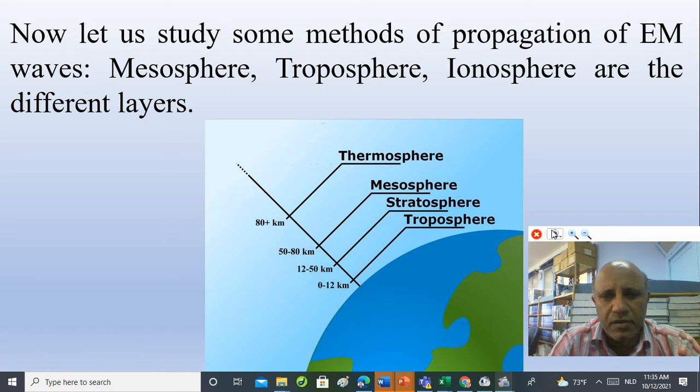The nearest one is the troposphere, which is about 0 to 12 kilometers from the surface of Earth. The second layer is the stratosphere. It's more than 12 kilometers and less than 50 kilometers away. The third layer, mesosphere, is from 50 to 80 kilometers, and the thermosphere is more than 80 kilometers. These layers are used as mirrors for transmission or communication of electromagnetic waves.